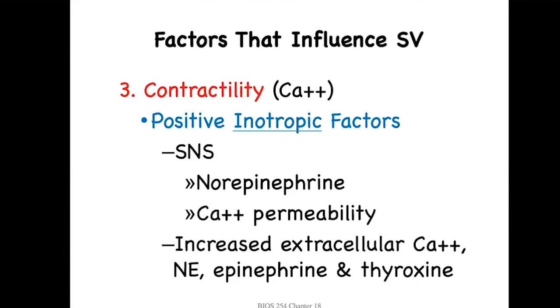Norepinephrine and epinephrine are released from the adrenal medulla in response to sympathetic input. The difference here is that they will travel in the blood throughout the body, whereas the neurotransmitter from the postganglionic sympathetic fiber will go into a synaptic cleft. So it's very limited in where it's going to go, and it doesn't last as long. In addition, the thyroid hormone called thyroxine will also increase contractility. It does this by increasing the number of receptors for norepinephrine on the myocardial cells.